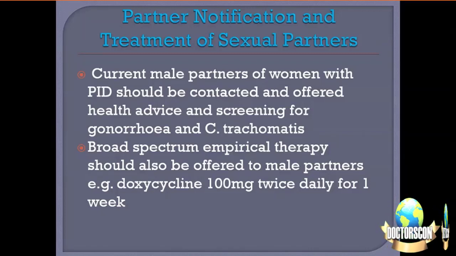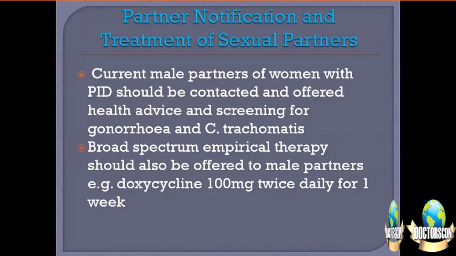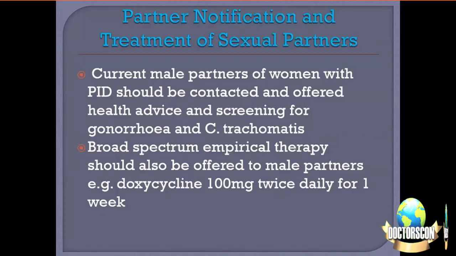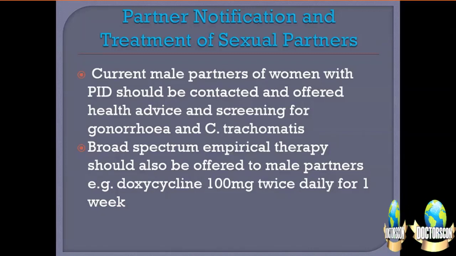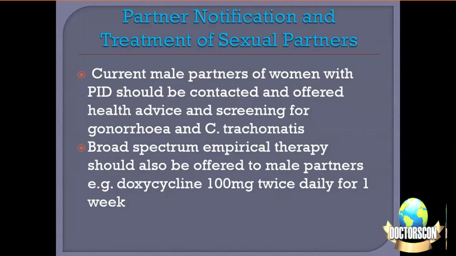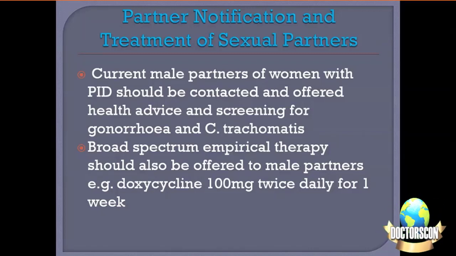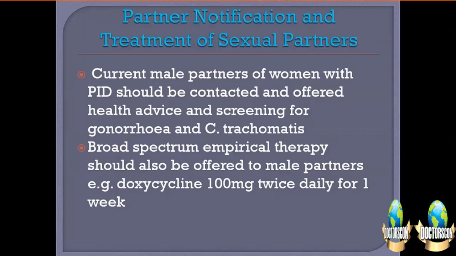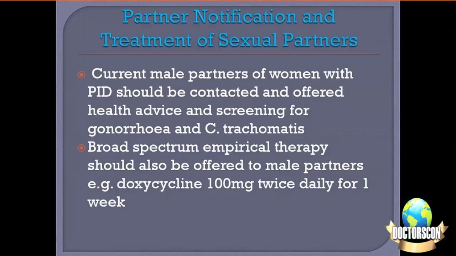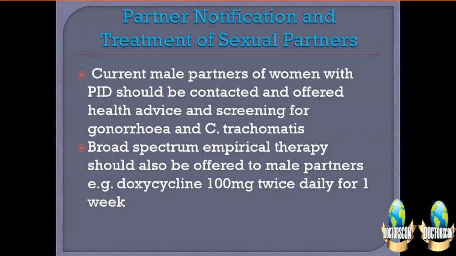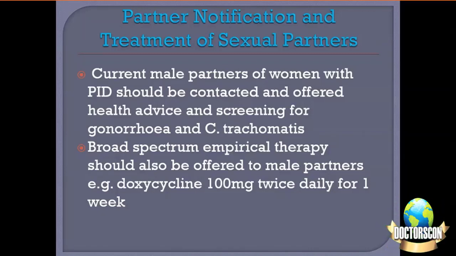Very important to provide appropriate counseling, which is in terms of their sexual behavior, safe sexual practices, contact tracing, treatment, and a complete follow-up of the partner till they go back to their normal sexual activity. So partner notification and treatment is very important to complete the loop of pelvic inflammatory disease.